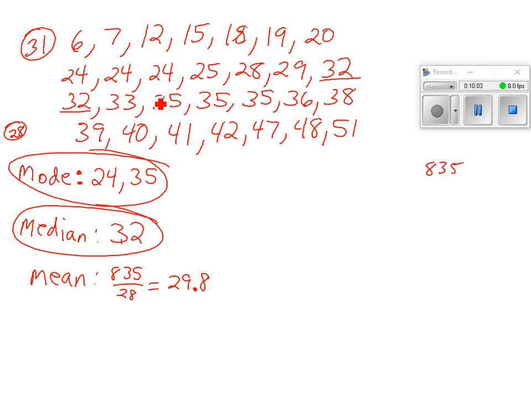If I hit stat again, it's got edit, sort, clear list, so on and so on. The sort, without it being in order, you could have stuck it in here, and then it would have sorted it into order for you.